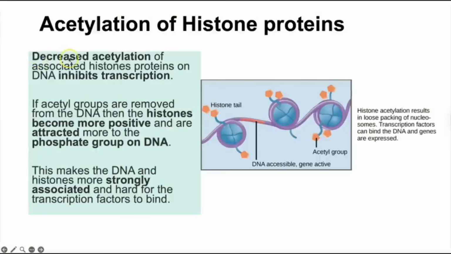So that means if you have decreased acetylation, meaning the acetyl groups are being removed from the histone proteins, that makes the histones more positive, and therefore they're going to attract to the DNA, and your DNA and histones are going to be more strongly associated, and it coils back up again. And again, that means that transcription factors can't bind.